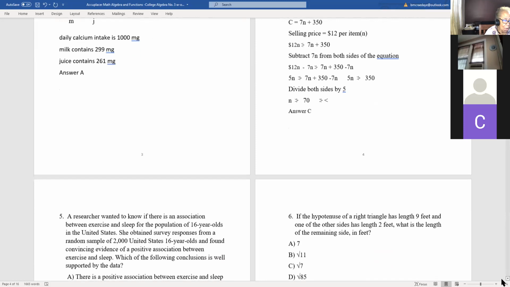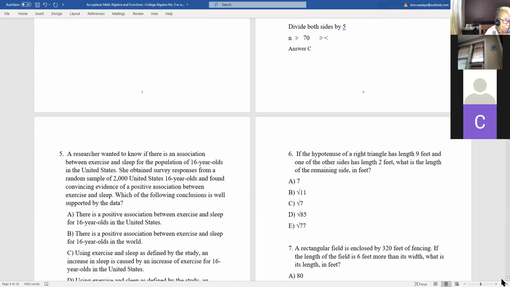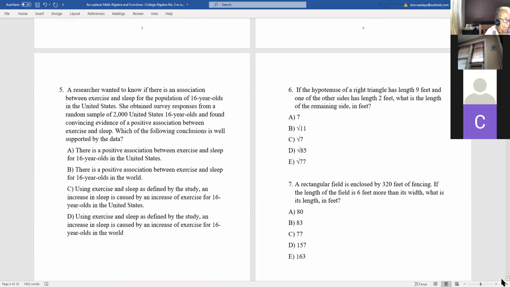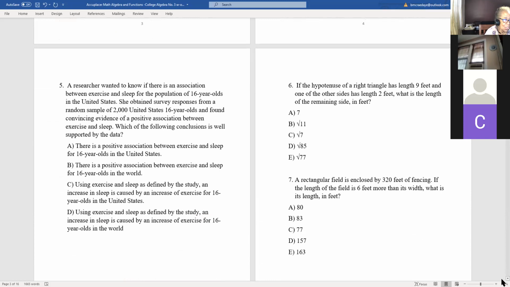Okay, let's go to the next problem. Now, this one is like showing if there's any correlation between two things. Miss Barbara, did you send this to us today? No, I didn't send you this. This is new. I'm seeing how smart you are.